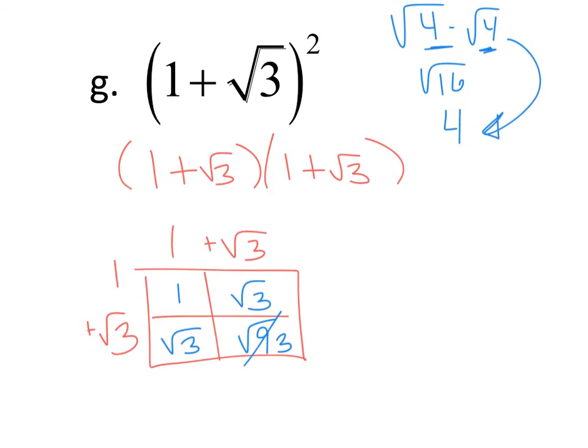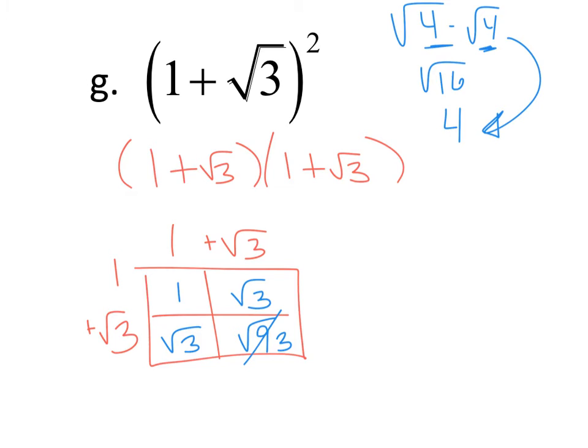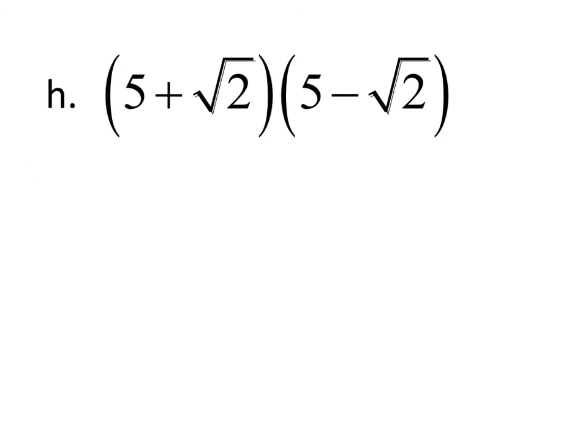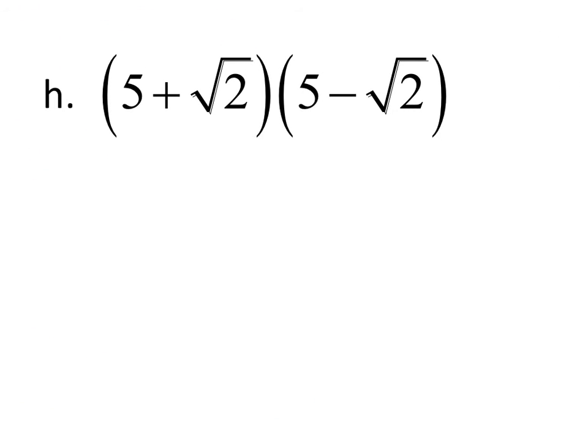So this actually simplifies very nicely because 1 plus 3, because these guys are both outside the square roots, is 4. And then these combine because they're like radicals, and that gets you 2 rad 3. So I would, of course, suggest at this point that you pause the video and try this one on your own.